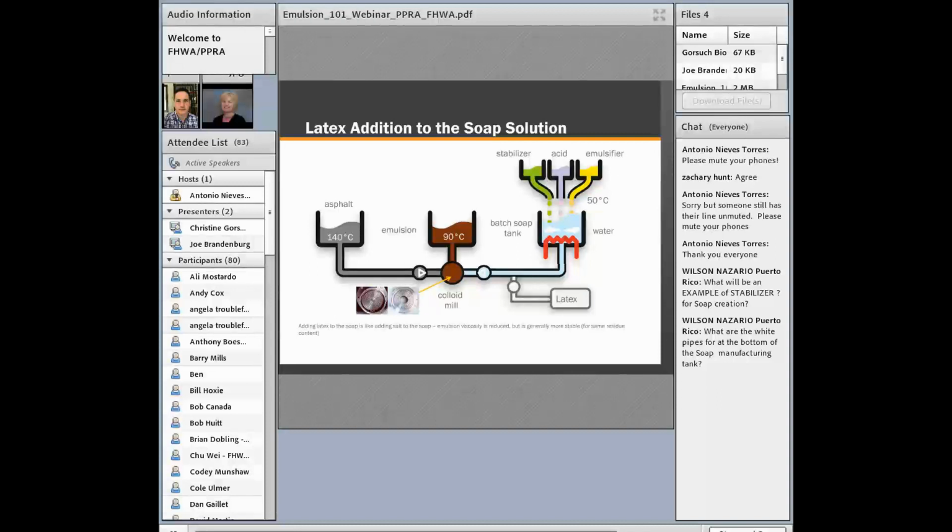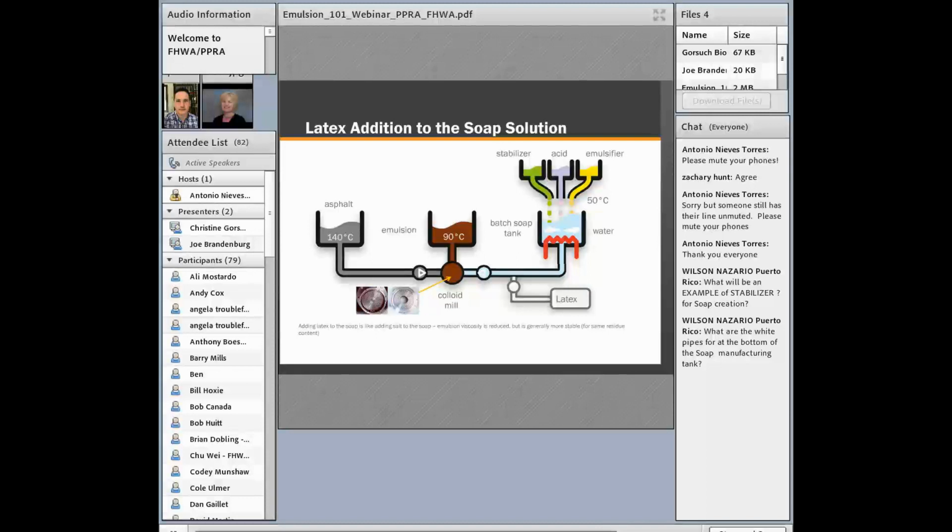I wanted to talk a little bit about how we manufacture emulsions with latex, and I think it's pretty unique how you can add latex to your emulsion. Really, I think you've got 3 different ways to add latex. And as Christine mentioned before, latex or a polymer is meant to give elasticity to your binder. It helps with stone retention.